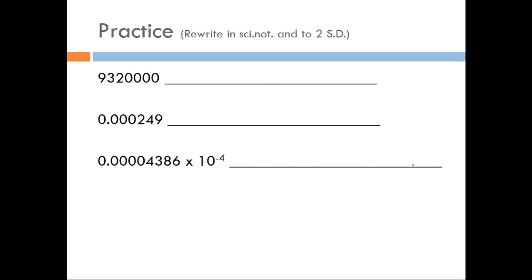Go ahead and practice converting these numbers to proper scientific notation. Rewrite these numbers in proper scientific notation and round the numbers to 2 significant digits. Play the video when you're ready. These are the numbers you should have gotten. Did you get these numbers? If you did, virtual high five.